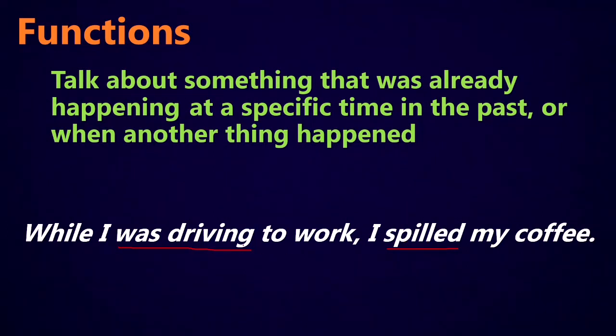Now, if I want to tell somebody what else was happening when I spilled my coffee, I can say I was driving. So what was I doing when I spilled my coffee? I was driving. So the driving is the long action, and the spilled is the short action. So we're saying that this short action happened while the long action was happening in the background. So we can think of this as a long action or as a background action. Now, when we do this, normally the long action is going to be in the past progressive, and the short action is going to be in the past simple.